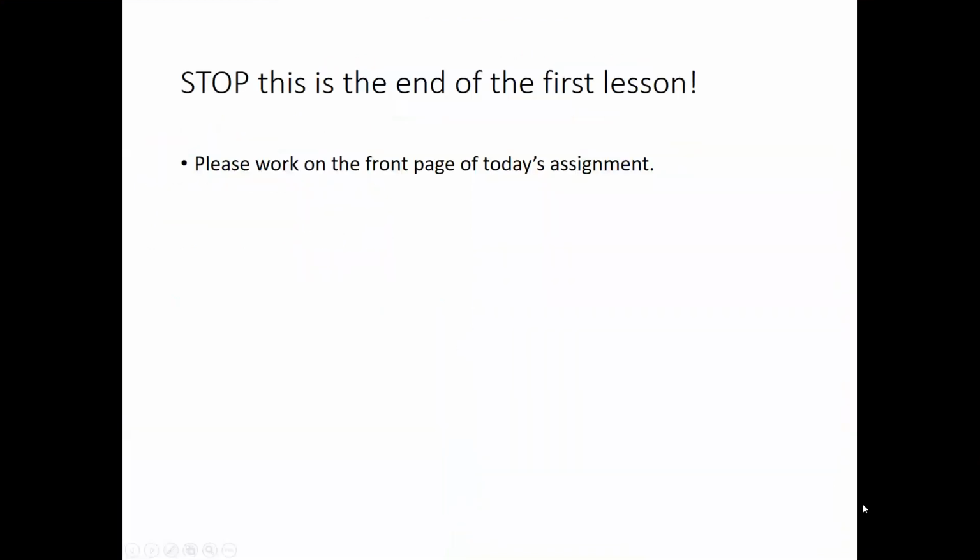All right, we're going to stop. This is the end of the first lesson. You have an assignment all the way at the end of your packet. You're going to do the front page of the back page. So the last page in your packet, you're going to work on those first 3 circled problems.